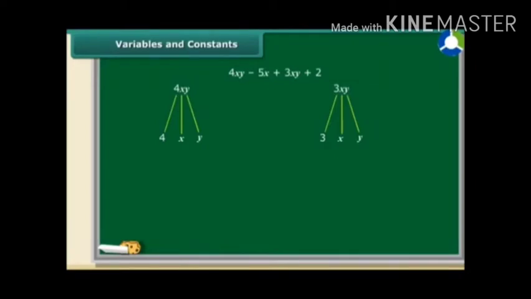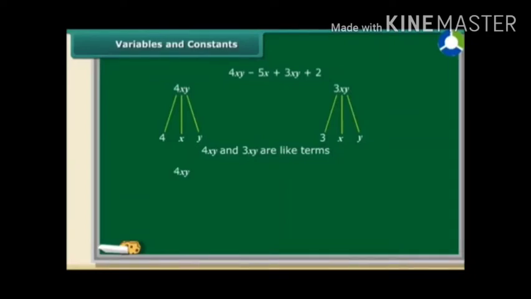If the variables are the same, it is called like terms. Here 4xy is there, here 3xy is there. The numbers differ, but don't worry about it, we have to see only the variables for like terms. Okay, so 4xy and 3xy are like terms. So now, shall we see unlike terms?